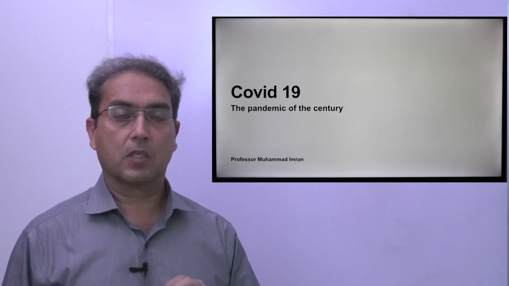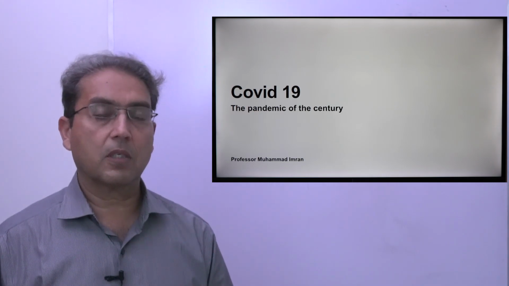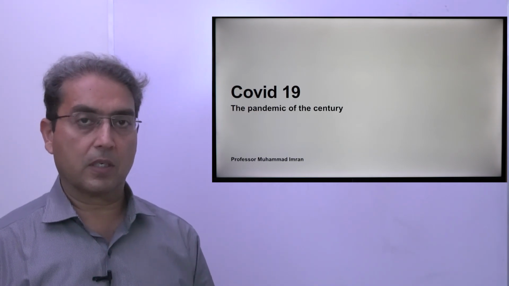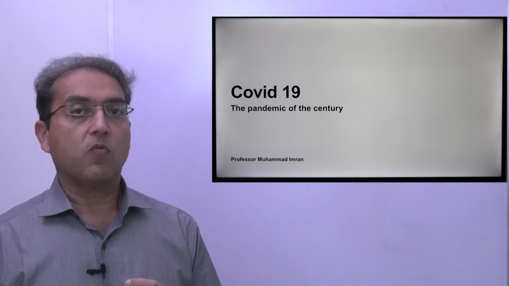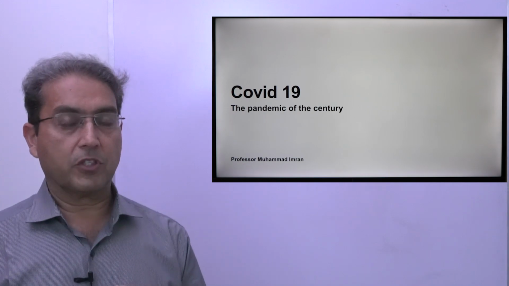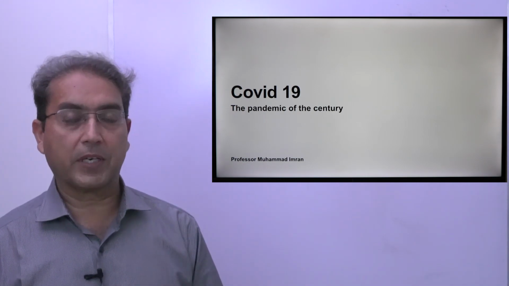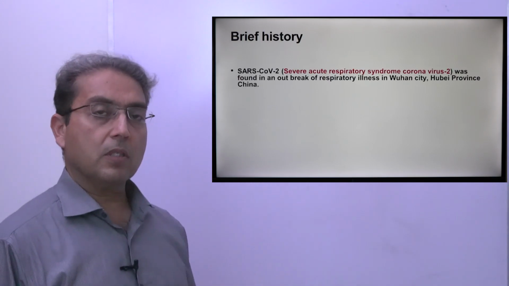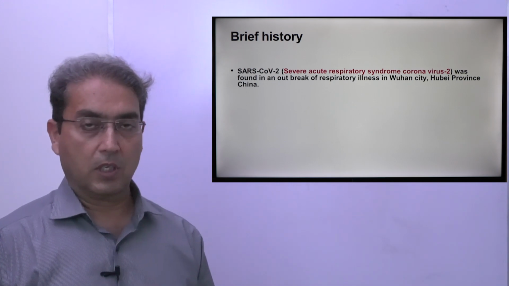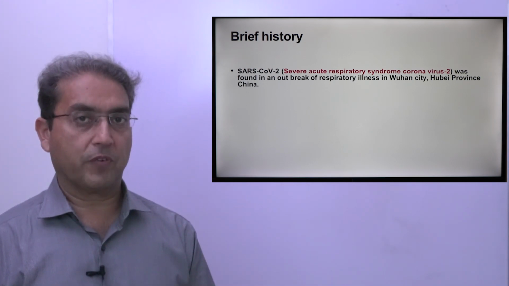Today, we are going to discuss briefly the history, how this disease is transmitted, who are the individuals who are more vulnerable, what are the usual clinical features, how do we investigate these patients, and what complications they can have. Now, about the history, you see SARS-CoV-2, or the severe acute respiratory syndrome coronavirus 2 infection.